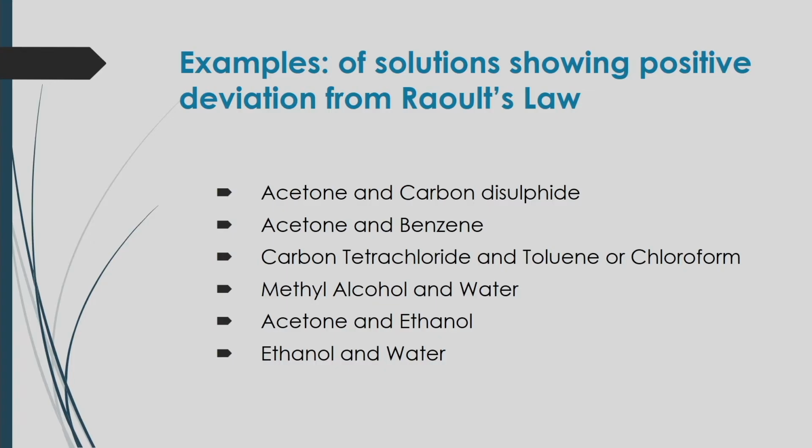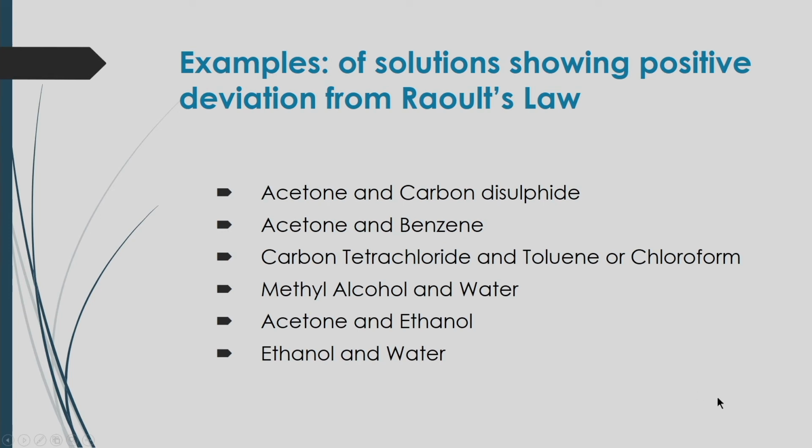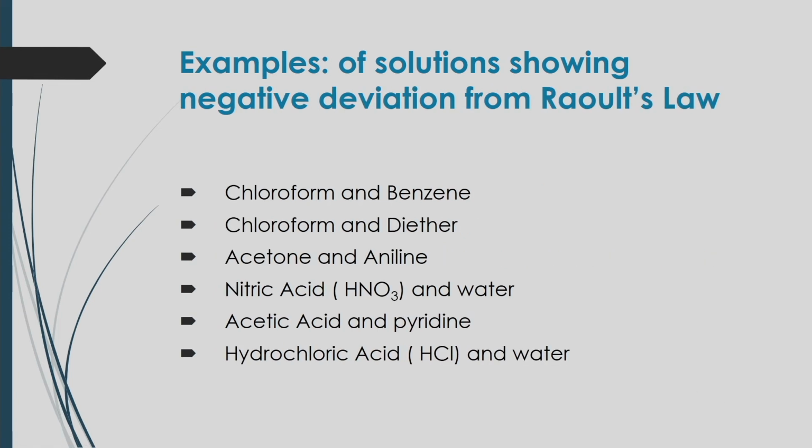Now, some examples of solutions that show positive deviation from Raoult's law are the acetone and carbon disulfide mixture, acetone and benzene mixture, carbon tetrachloride and toluene or chloroform mixture, even methyl alcohol and water, acetone and ethanol mixture, and ethanol and water mixture. These will be regarded as non-ideal solutions having positive deviation from Raoult's law.